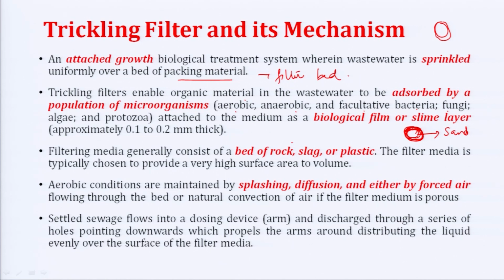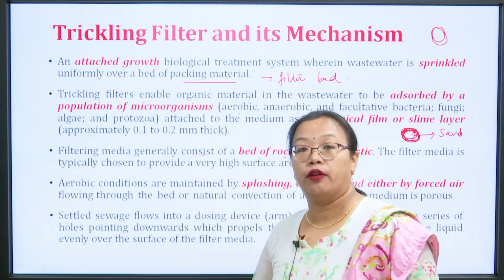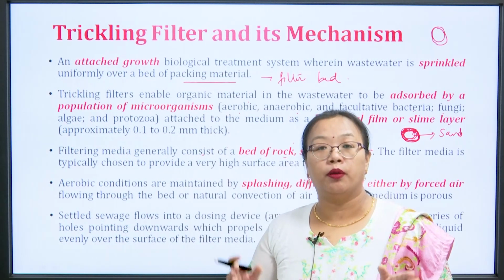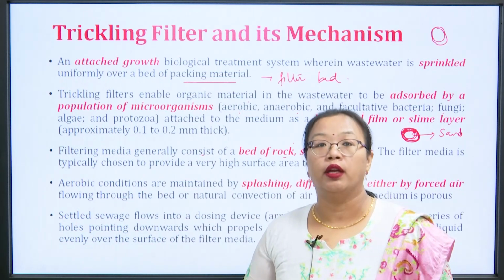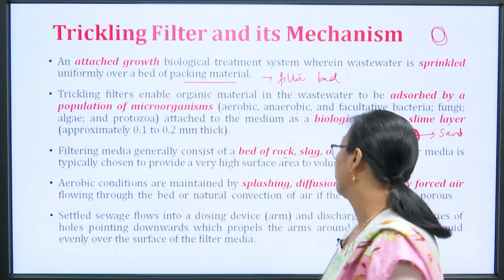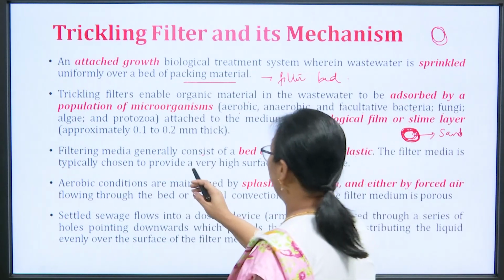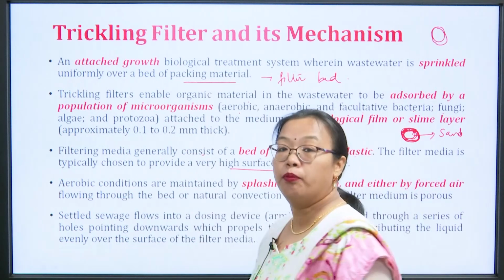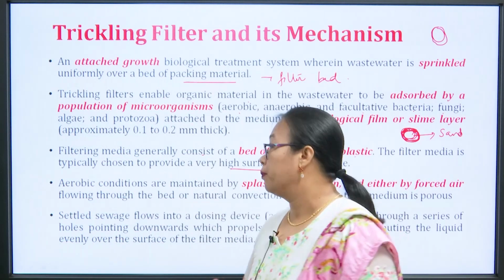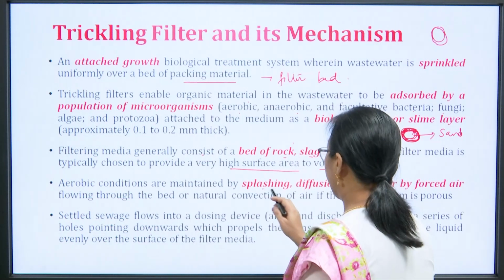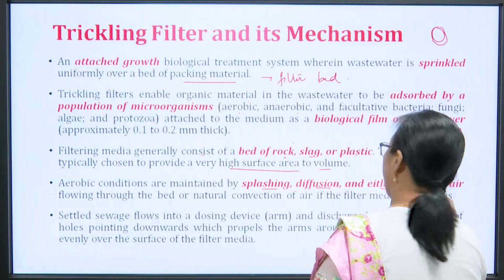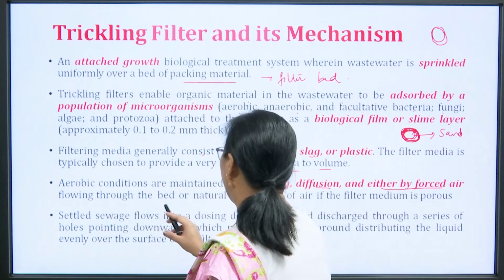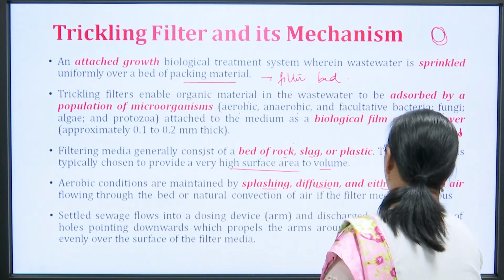Filtering media generally consists of a bed of rocks, slag or plastic, depending on where you are, you will choose rocks or sand depending on the raw material you have, right. The filter media is typically chosen to provide a very high surface area to volume, because with more surface area you have more space for the air to flow, right. Aerobic conditions are maintained by splashing, diffusion and either by forced air flowing through the bed or natural convection of air if the filter media is porous.